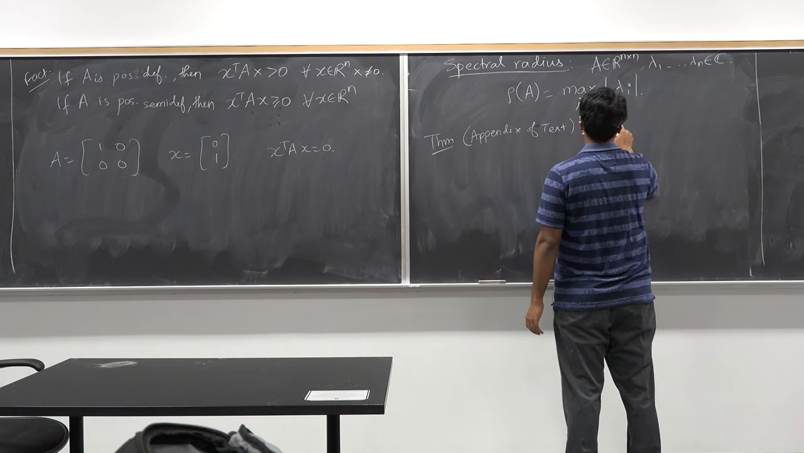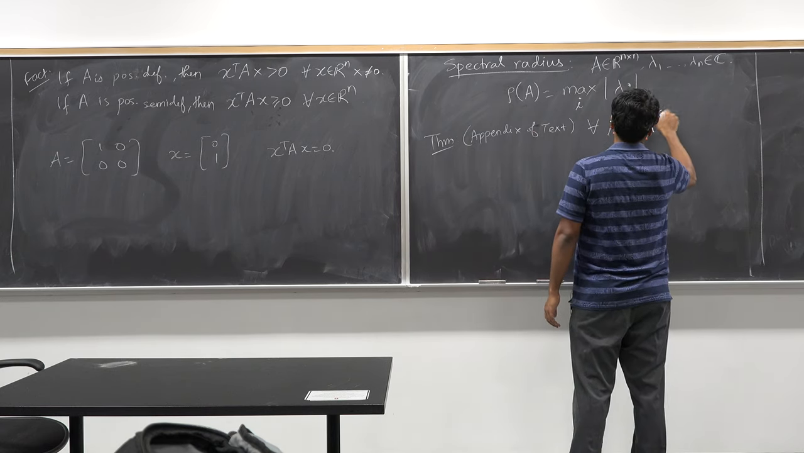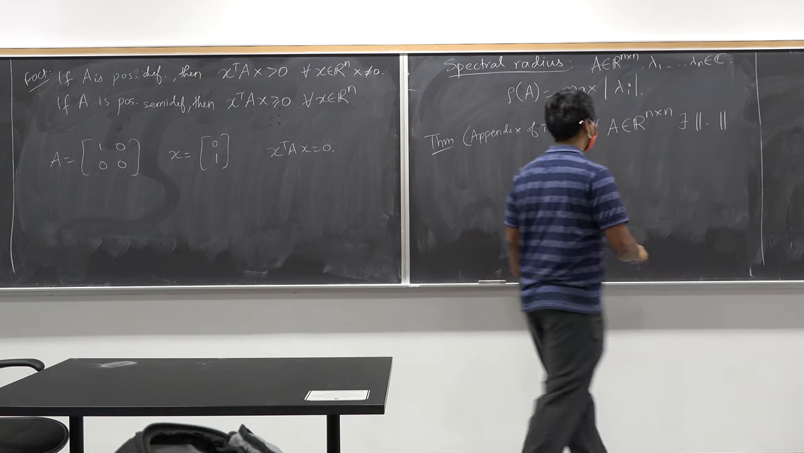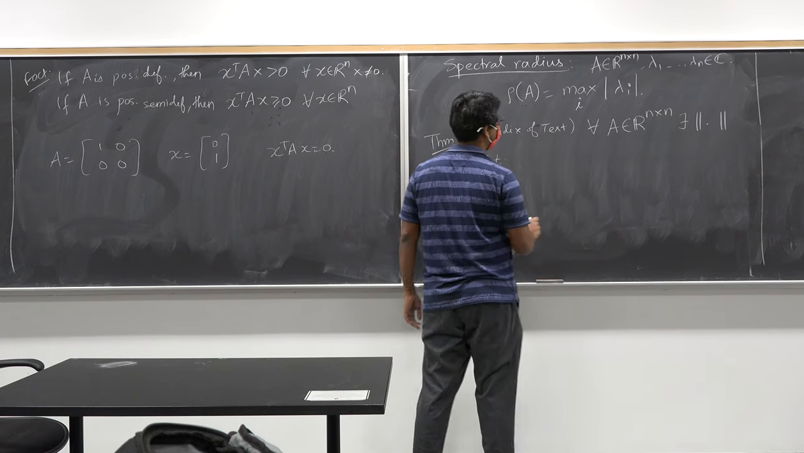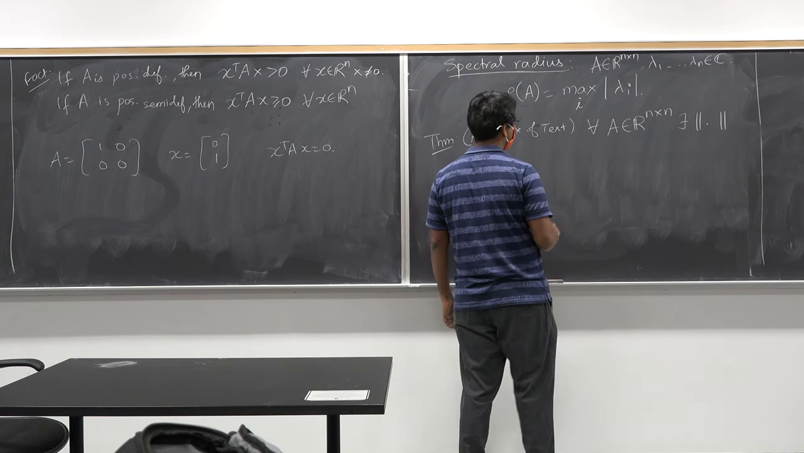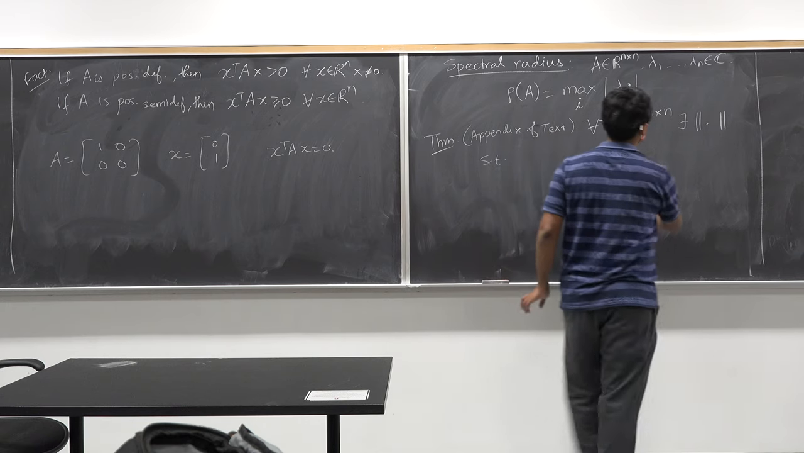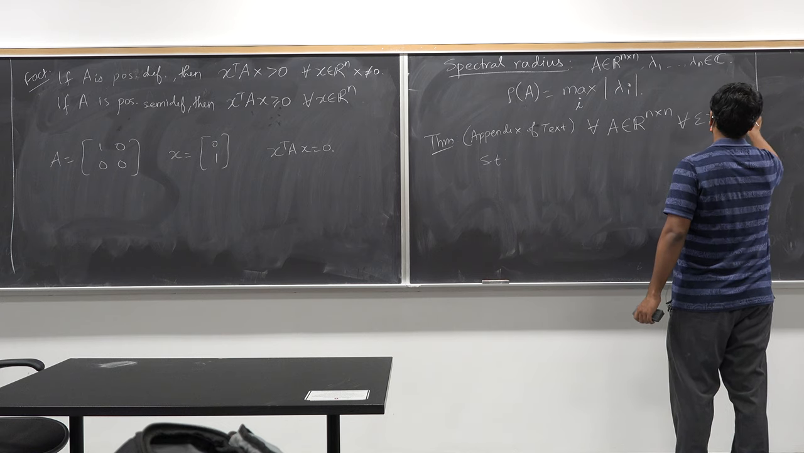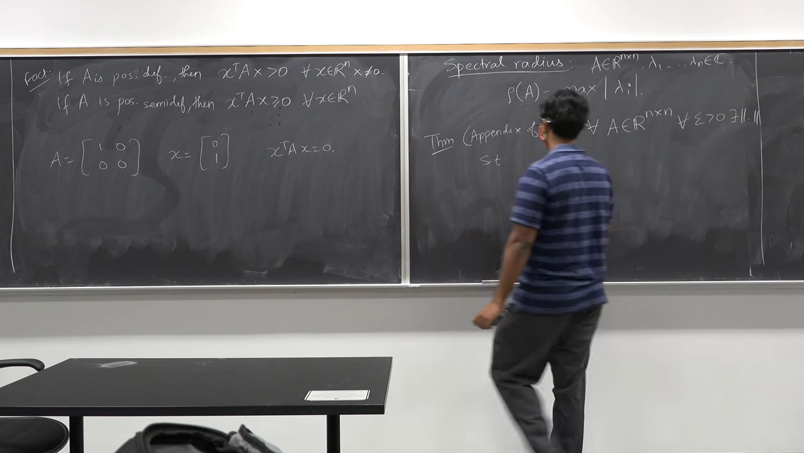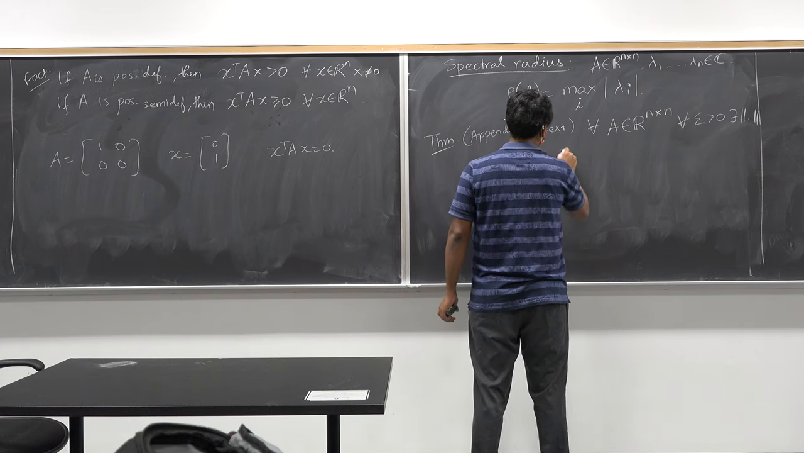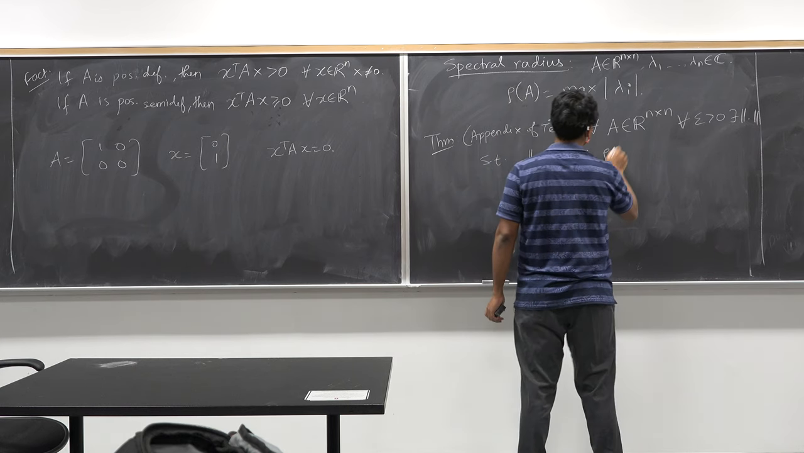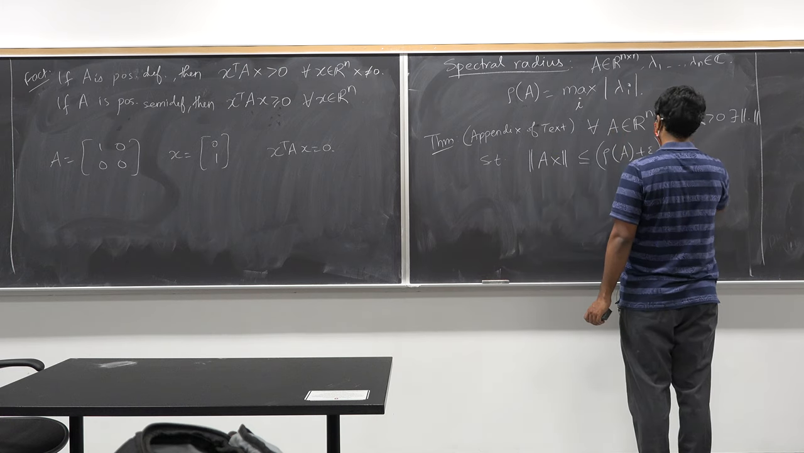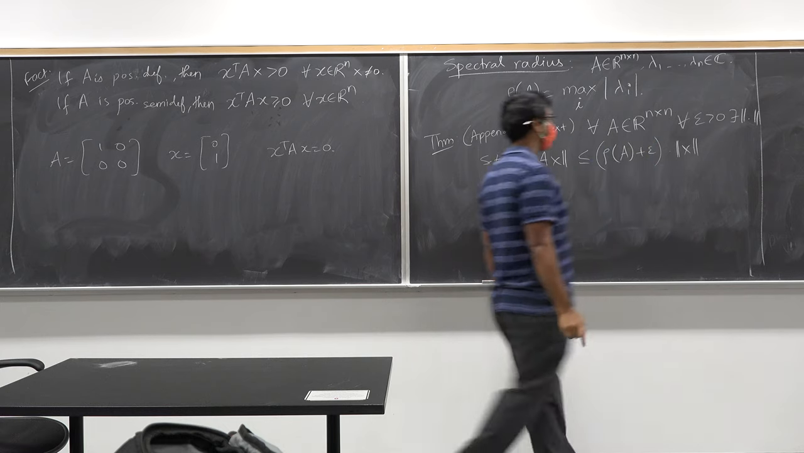So for every matrix A in Rn cross n, and for every epsilon greater than 0, there exists a norm on Rn such that the norm of Ax is less than or equal to rho of A plus epsilon multiplied by the norm of x.